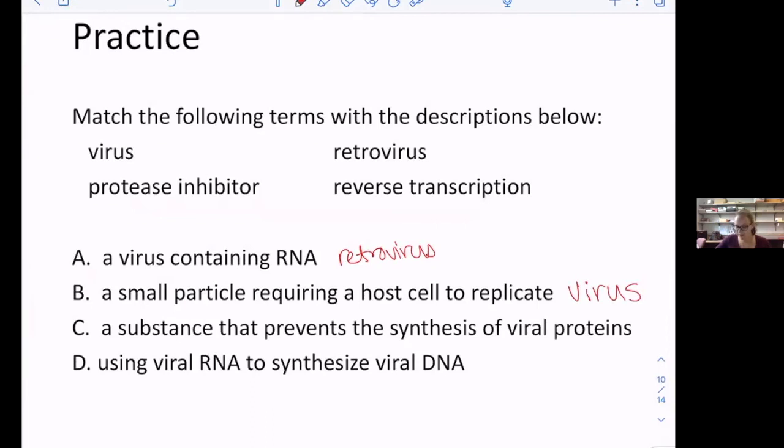Substance that prevents the synthesis of viral proteins. So it will be a protease inhibitor. Anything that prevents synthesis is going to be an inhibitor of some sort. And then using a viral RNA to synthesize viral DNA is going to be reverse transcriptase.